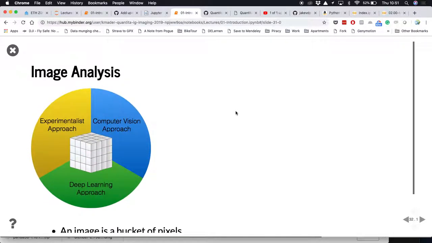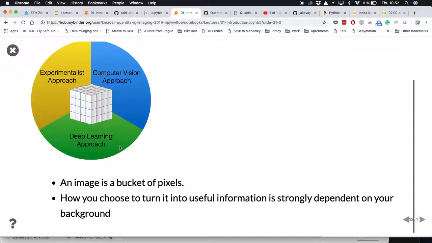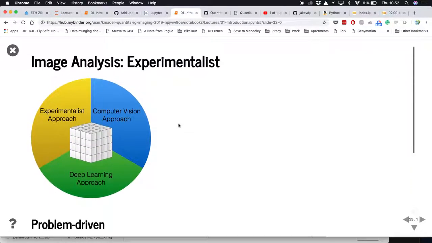So now to get to the more broad overview of the course, for some of the ideas of image analysis, I've broken it down here into 3 different approaches that we take. Right now in the course, we've said an image is a bucket, more or less, of pixels. So you have all of these different positions and values put together. And the question becomes, how do you analyze this easily? How you take information out of these images depends a lot on what approach you have for these problems. The first approach that we have is this experimentalist approach.